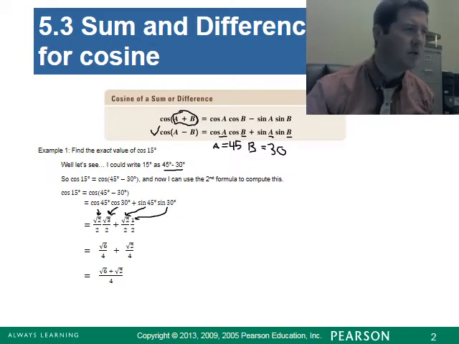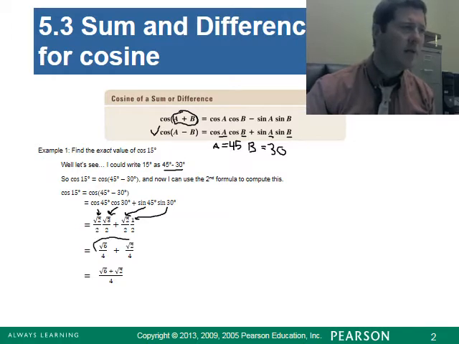Then we can just multiply these. In multiplying fractions, we multiply straight across. So square root of 2 times square root of 3 gives us the square root of 6. Multiply our denominators. 2 times 2 is 4. And likewise over here on this second set of fractions. Right, square root of 2 times 1 is square root of 2, 2 times 2 is 4.